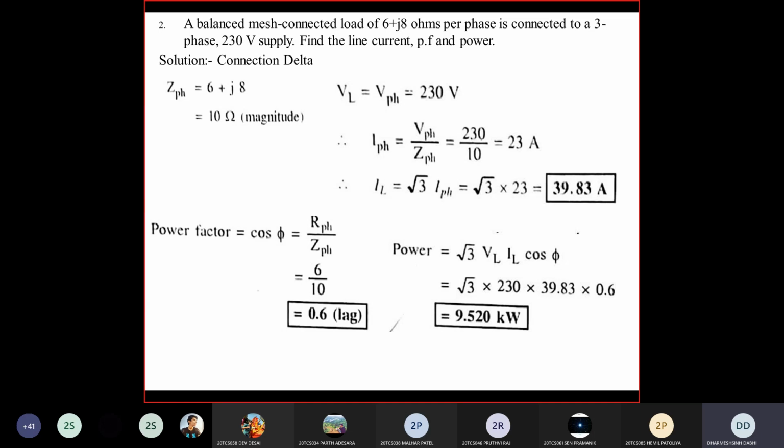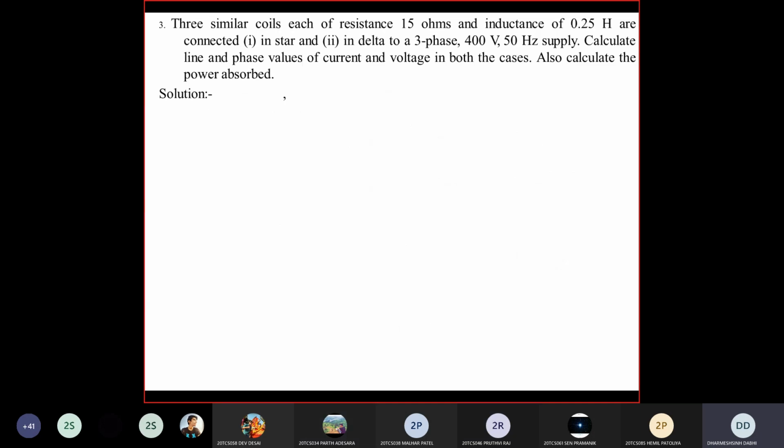All of you clear? Yes, sir. So let's move to the last example of this chapter. Then this chapter is over. Now similar coil, three similar coils, each of resistance 15 ohm and inductance of 0.25 Henry are connected first in star, second in delta to a three-phase 400 volt 50 hertz supply. Calculate line and phase value of current and voltage in both the cases.